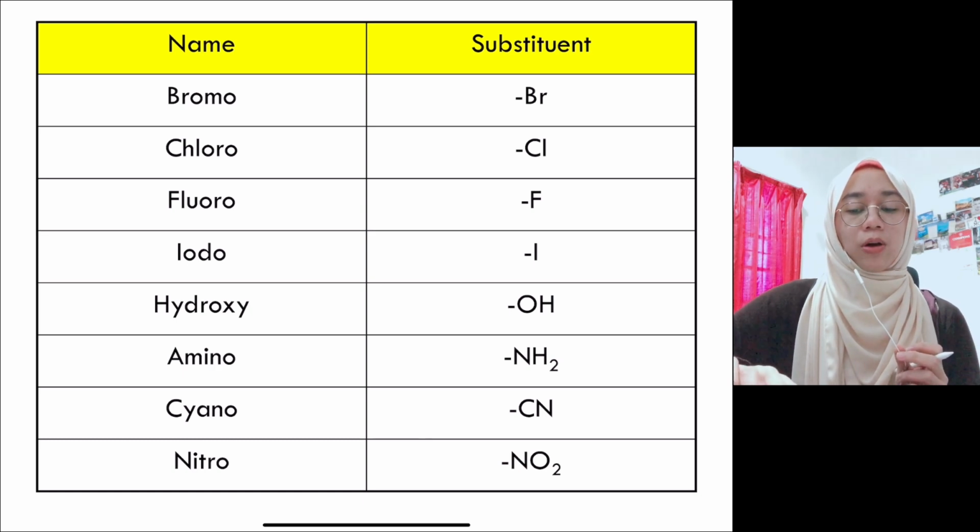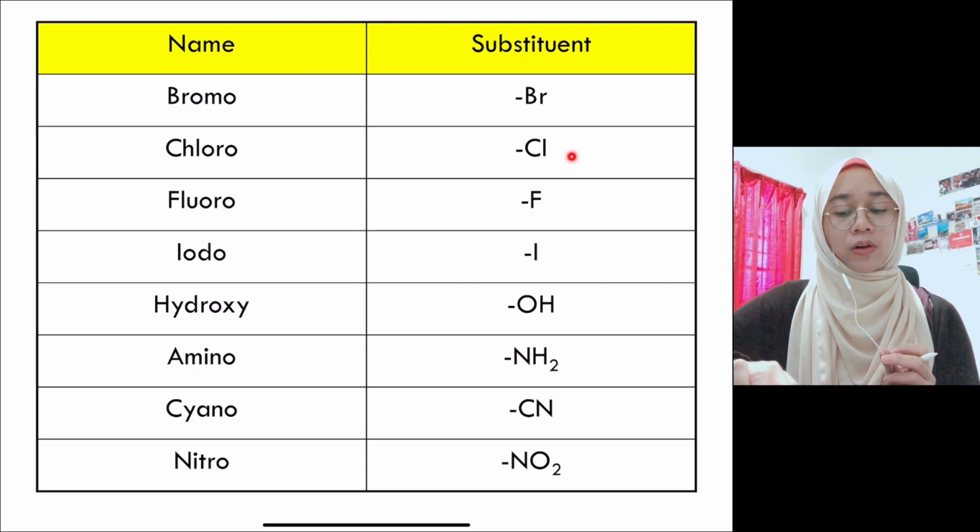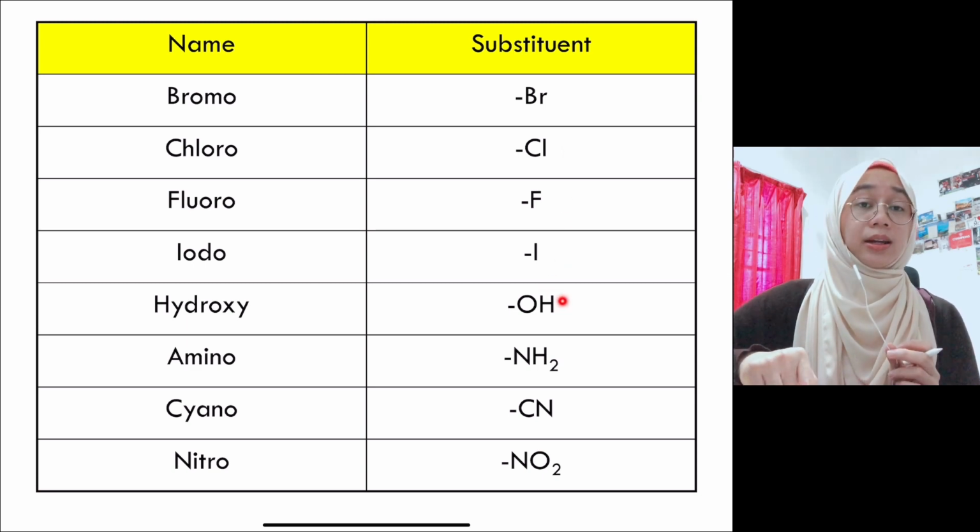Okay, and then these are other substituents besides the alkyl groups. So if we have bromine, we call it bromo. If chlorine is the substituent, chloro, fluoro, iodo. Okay, this one be careful, class.